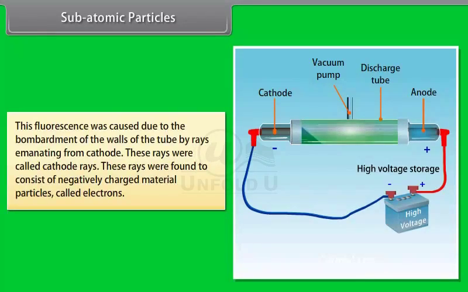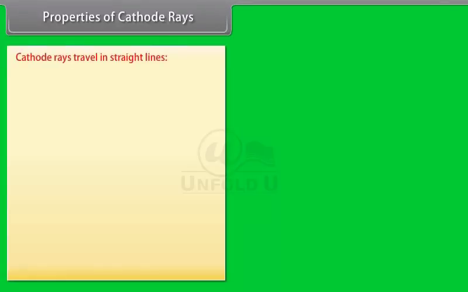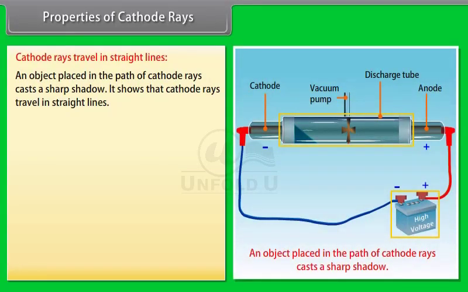This fluorescence was caused due to the bombardment of the walls of the tube by rays emanating from the cathode. These rays were called cathode rays. These rays were found to consist of negatively charged material particles called electrons. Properties of cathode rays. Cathode rays travel in straight lines. An object placed in the path of cathode rays casts a sharp shadow. It shows that cathode rays travel in straight line.